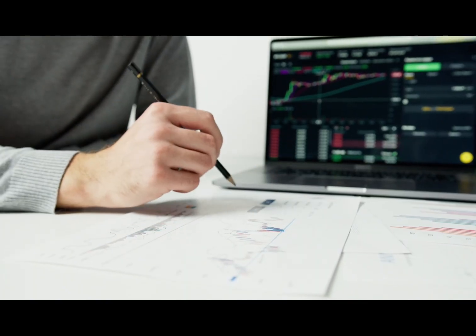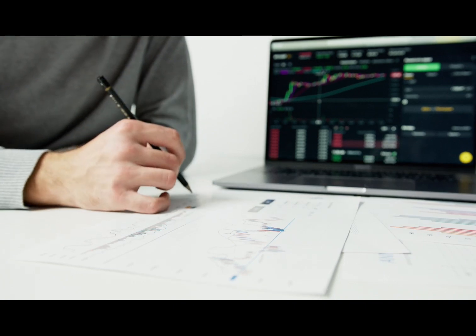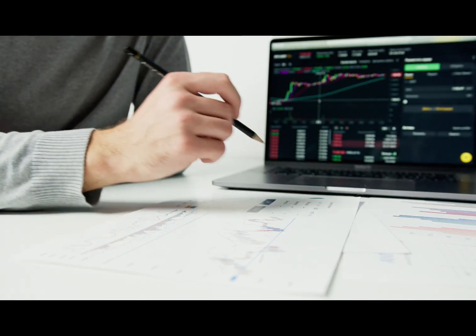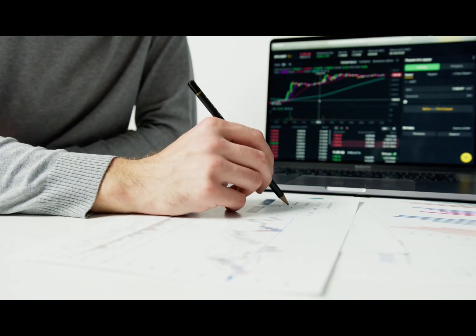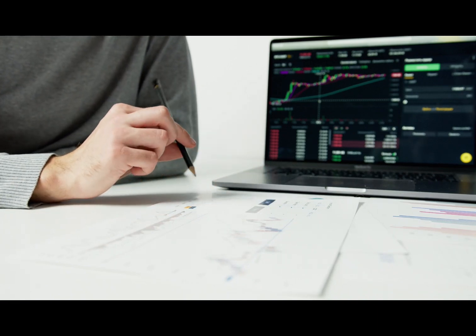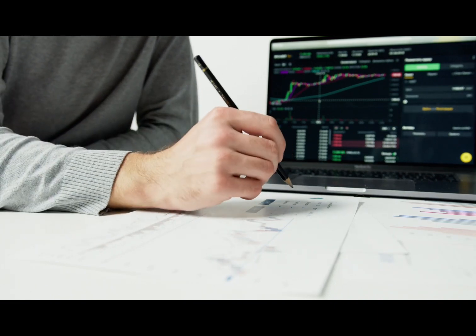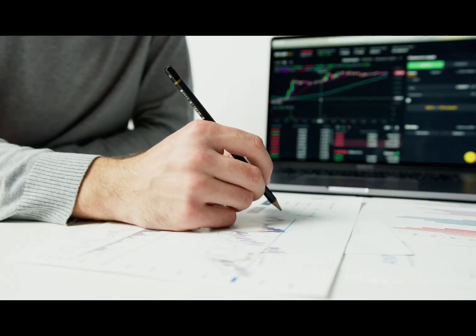Allows traders to monitor their positions and execute trades on the go. Supports risk management tools, such as stop-loss and take-profit orders. Offers a demo account for users to practice trading strategies without risking real funds.